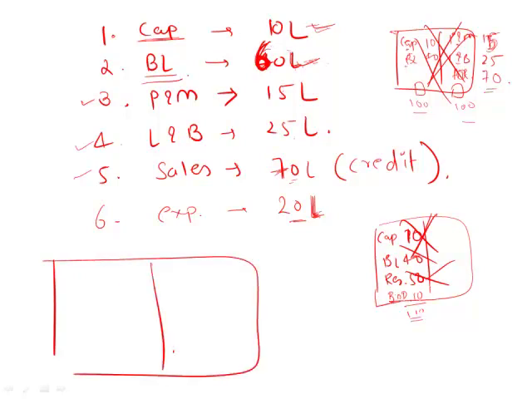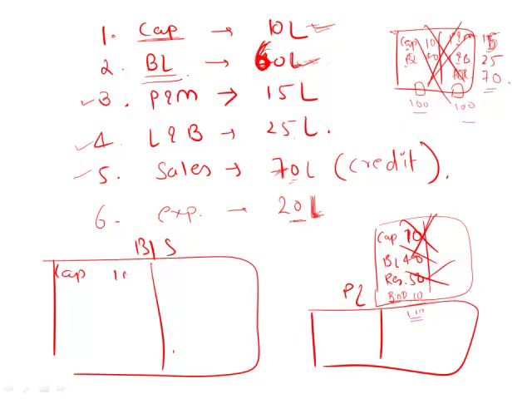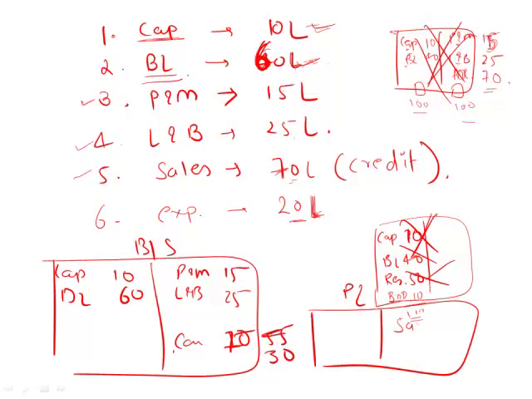Okay. This is my balance sheet. This is my profit and loss account. Transaction number 1, capital. Capital 10. Second effect, cash 10. Bank loan 60. Cash 70. Plant and machinery 15. Cash 55. Land and building 25. Cash 30. Sales 70. Now this is an important one.